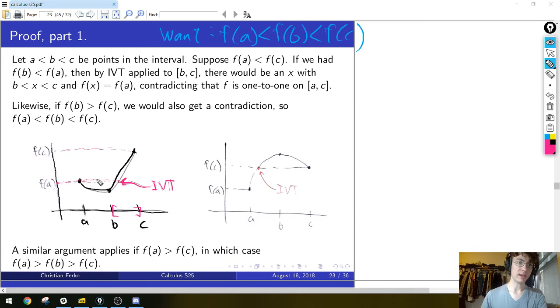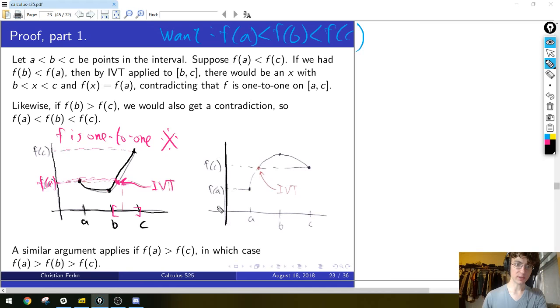And I use that to find some point in that interval such that f applied to that point gives me f of a. Right? I can do that because f of b is less than f of a is less than f of c in this assumption. But that contradicts the assumption that f is 1 to 1. Right? So f is 1 to 1, and now I've just found two places where it takes the same value. So that's a contradiction.